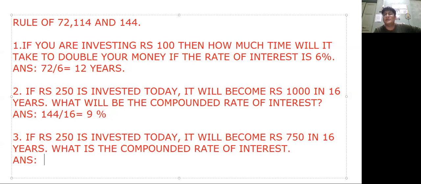Similarly, if you read the third question, it involves trebling of money. If rupees 250 is invested today, it will become rupees 750 in 16 years. So accordingly, you have to remember the number 114. And again, here we have to find the rate of interest. So what you need to do is 114 divided by 16, which would come to, I guess, 7.12%. So you see how you can do it in just 2 or 3 seconds.